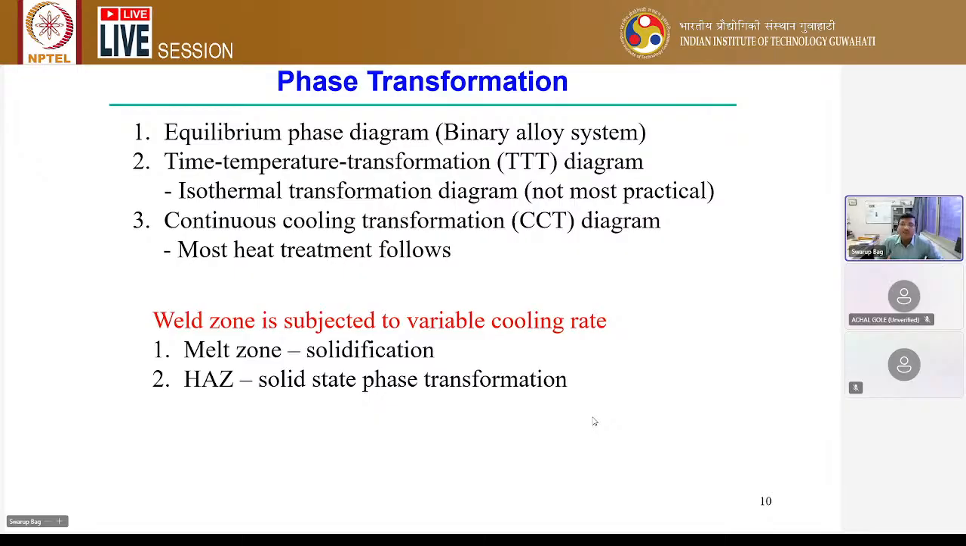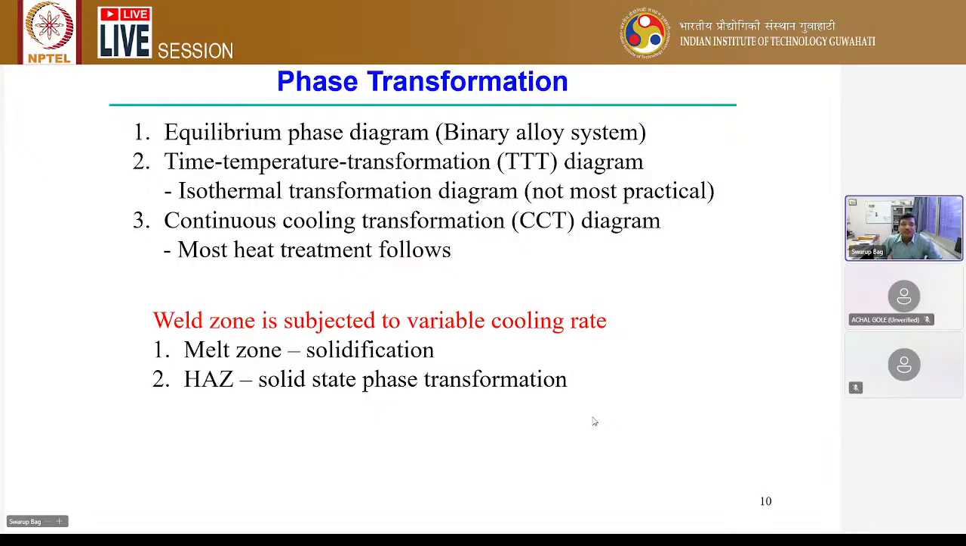But the most practically usable diagram is the CCT diagram, the continuous cooling transformation diagram. Here we get constant cooling rates, which can distinguish what kind of phases can form if we follow different cooling rates.